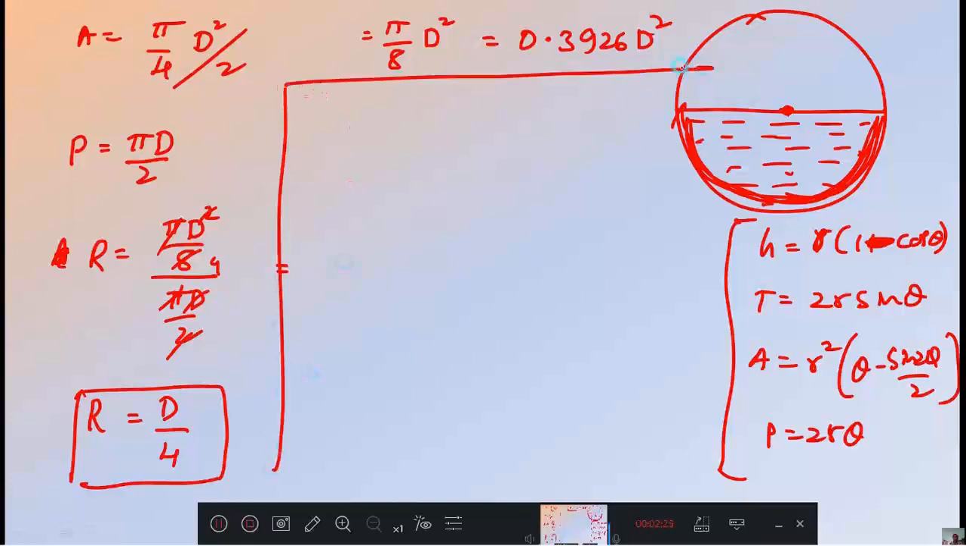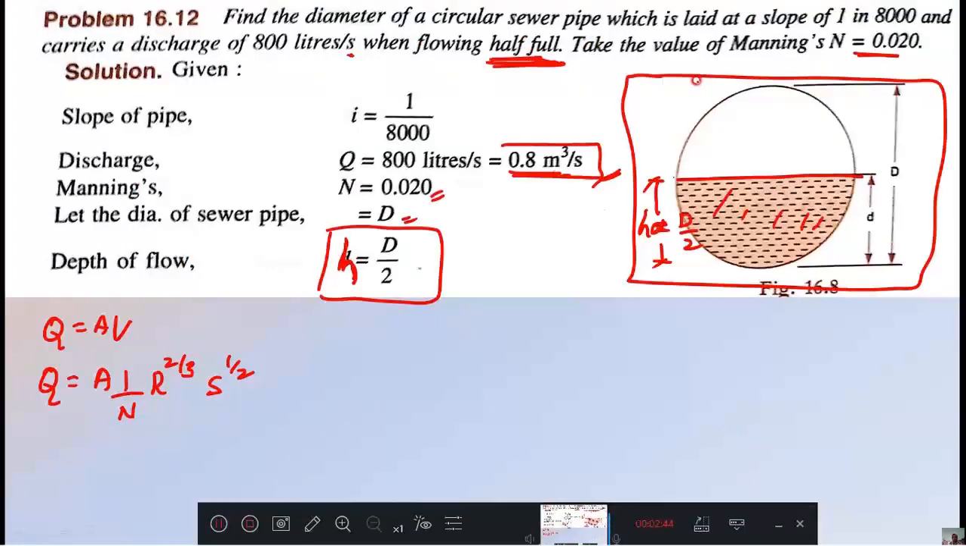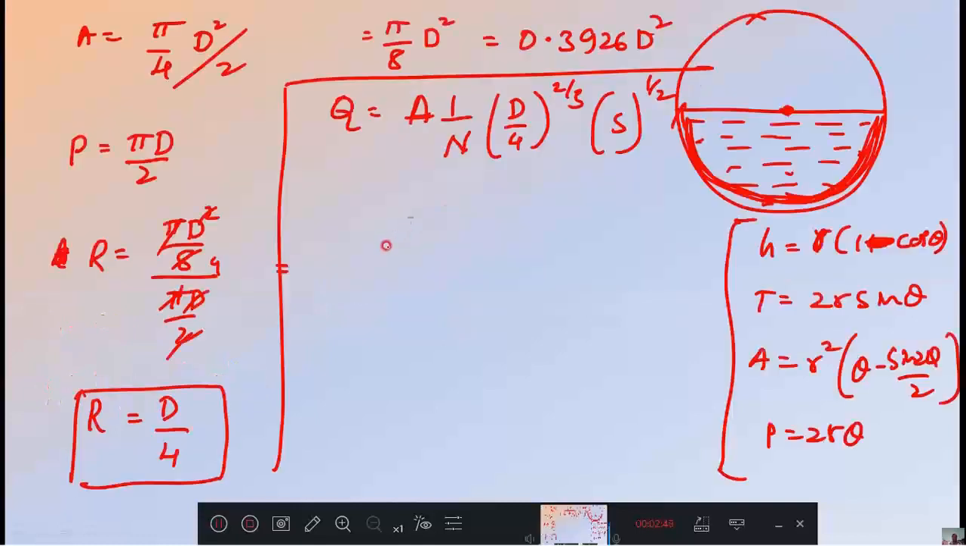Then substitute in your equation, that is Q is equal to area into 1 by n into R raised to 2 by 3 into S raised to 1 by 2, where R is d by 4. Now here what they want is to find the diameter of the sewer; slope is given, discharge is given. The discharge is given as 0.8 meter cube per second. Area I don't know, therefore pi by 8 d square.